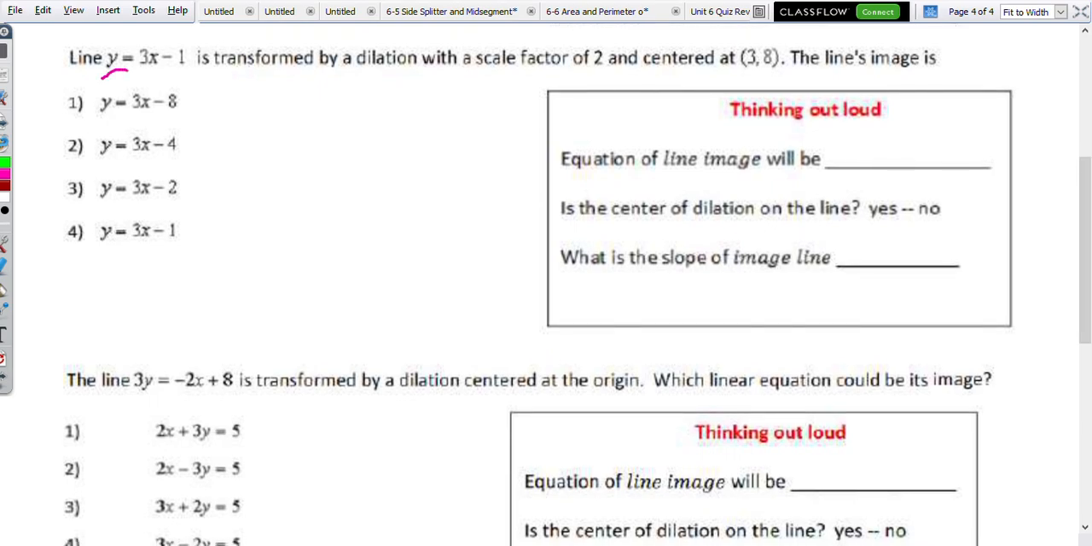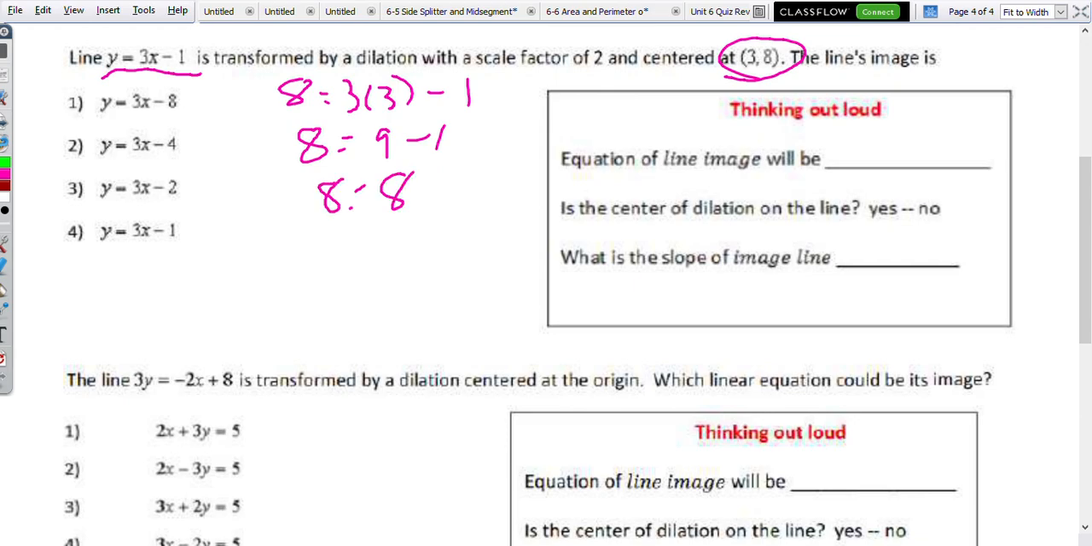Start with the equation of the line, y equals negative 3x plus 1. It's centered at the point (3, 8). So I want to know, is my point on the line? An easy check is just to plug in the coordinates. So is 8 equal to 3 times 3 minus 1? So is 8 equal to 9 minus 1? Why, yes, it is. So guess what? That means it is on the line.